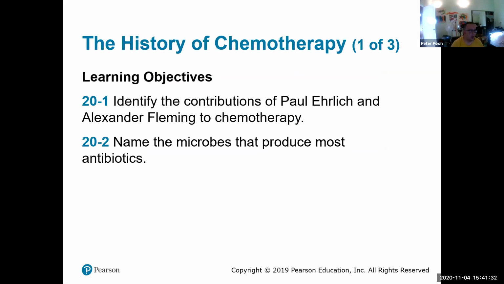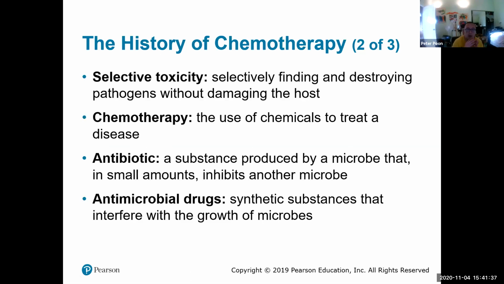So let's talk about this stuff. The first thing I want you to understand are the definitions. Again, these definitions become more important as we go along, right? So selective toxicity. One of the things that we have to deal with is to find a drug that ideally doesn't affect the host, but affects the pathogen.